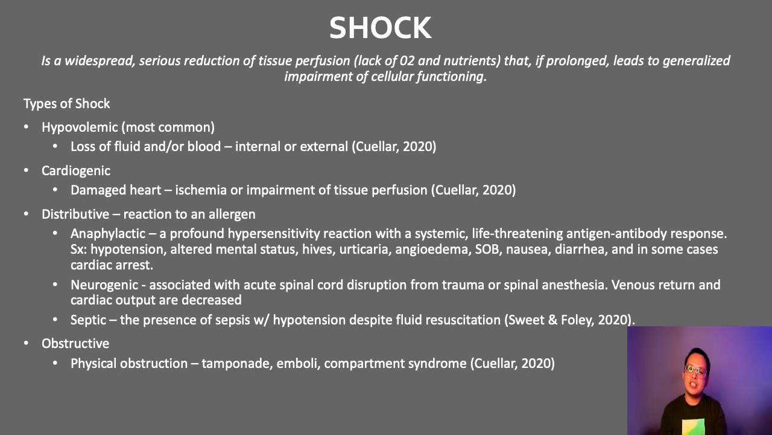Next one is neurogenic shock, associated with acute spinal cord disruption from trauma or spinal anesthesia. Venous return and cardiac output are decreased.